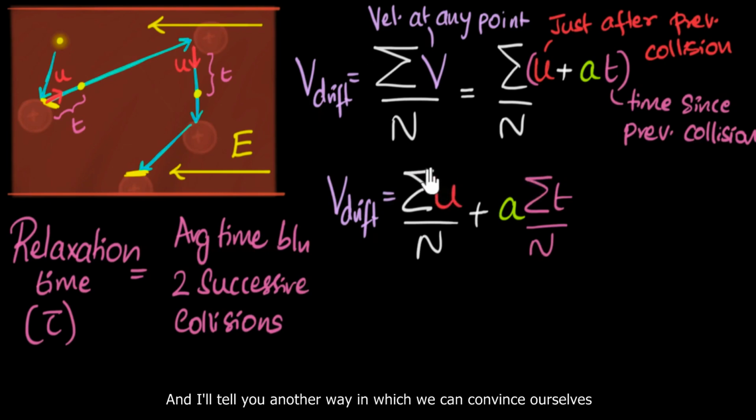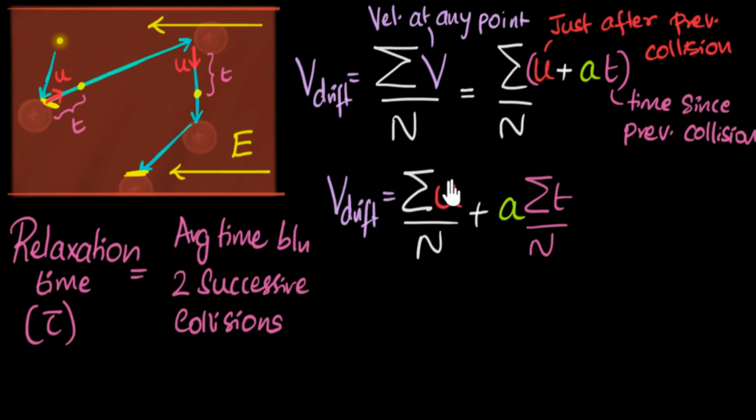And I'll tell you another way in which we can convince ourselves that this number has to be close to 0. If there was no electric field, if we did not put any electric field, then there would be no acceleration. This term would be 0, right? And without acceleration, without electric field, we know electrons don't move anywhere. We know that there is no current on an average. And so that means if a is 0, drift velocity has to be 0, and so this number has to be 0. Does that make sense? Hopefully that made sense. Okay, so we know that this number has to be 0.